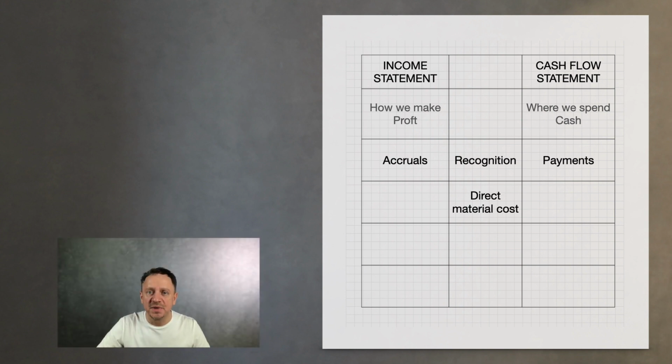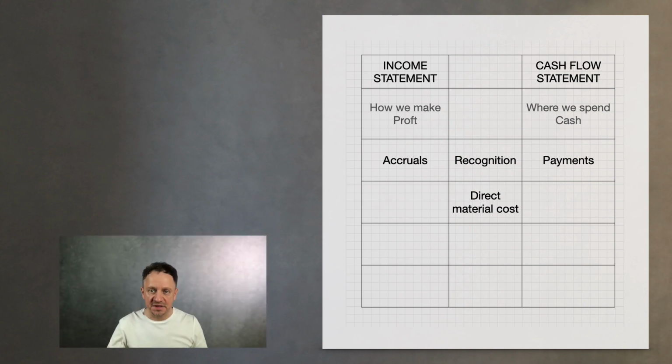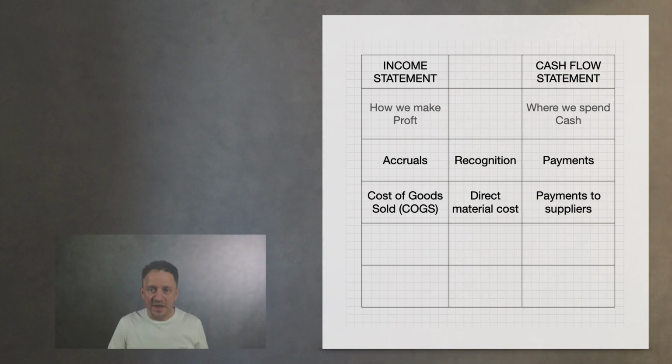The next principle relates to direct material costs. When you provide services, consume some raw materials, or just sell goods, in your income statement you should reflect the cost of goods sold, but not the cost of goods bought. That is important when in the same period you bought some parts but didn't use all of them.